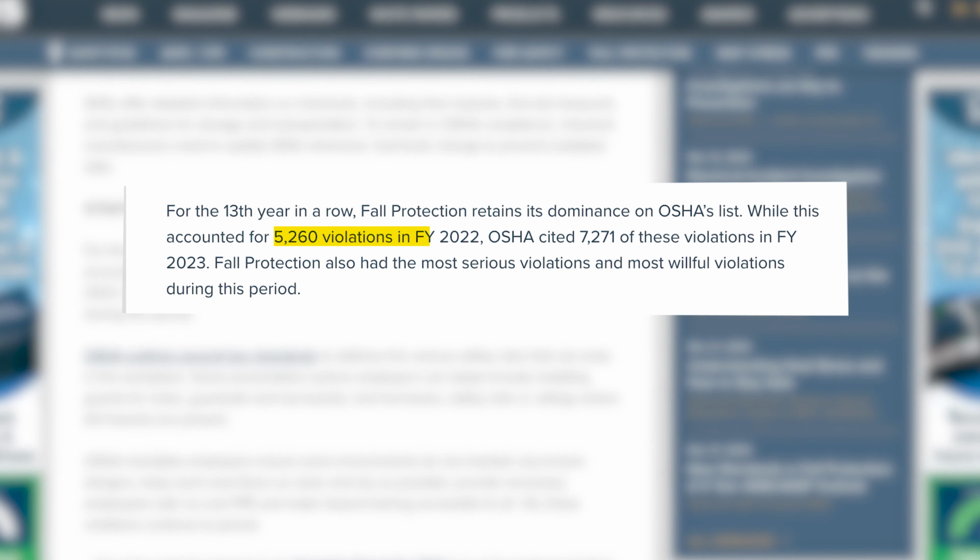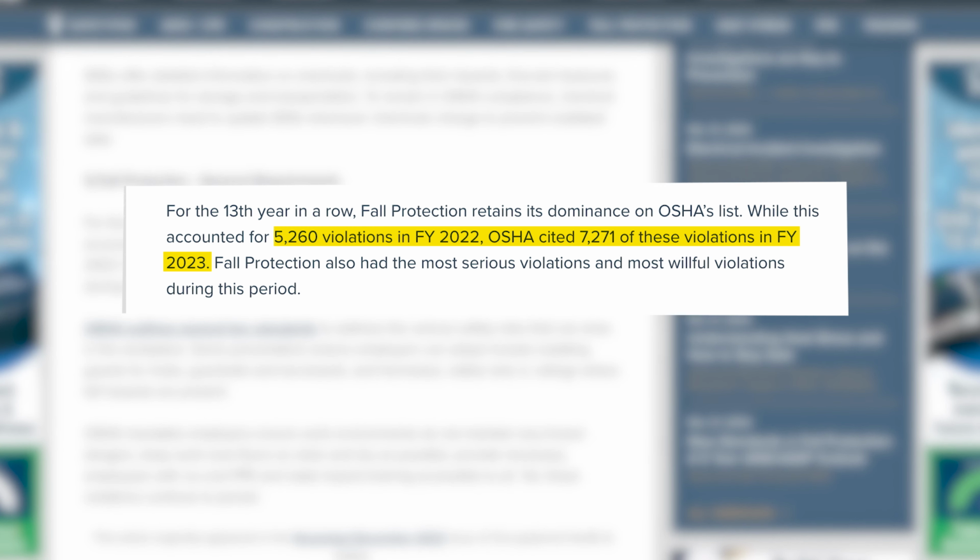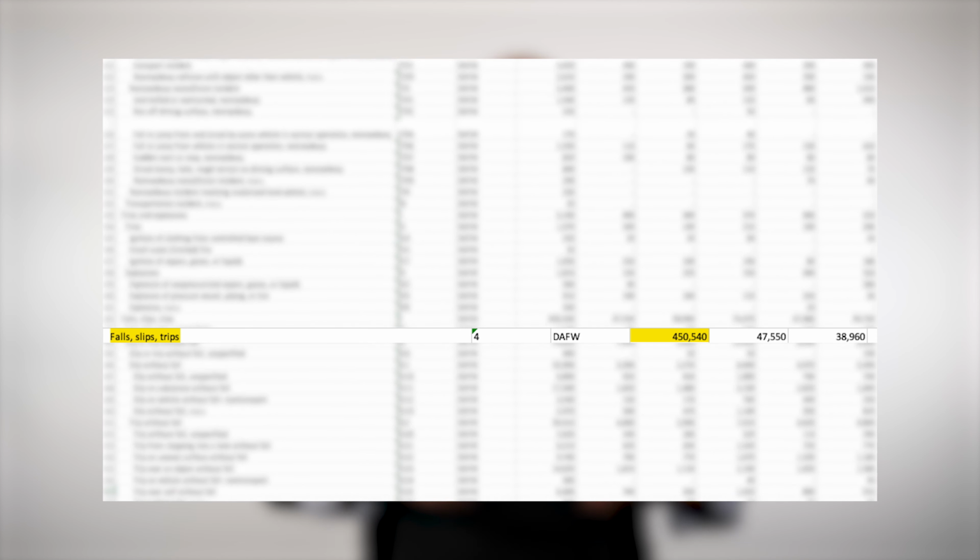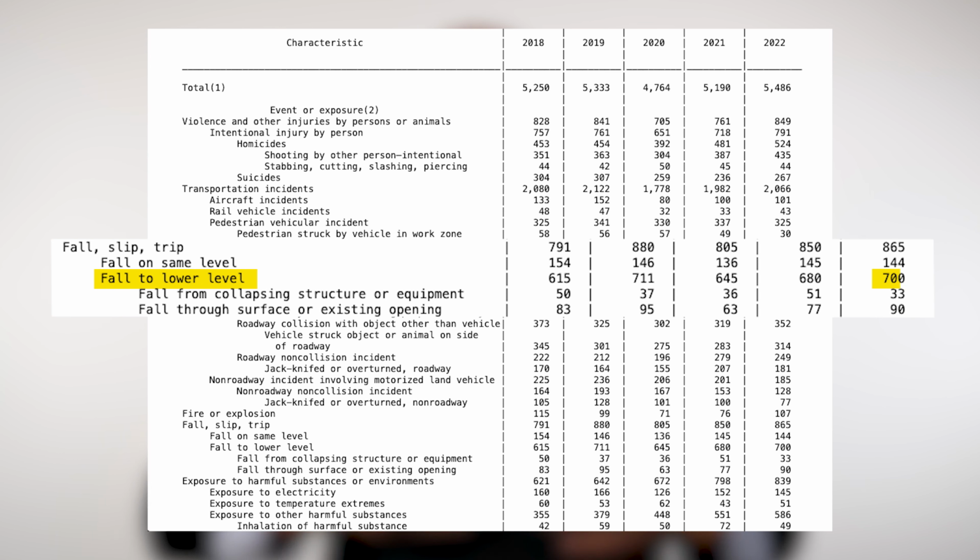For 13 straight years, fall protection has been the number one cited OSHA violation. Over 450,000 lost days were reported in 2022 due to falls, trips, and slips. According to the Bureau of Labor Statistics, in 2022, over 700 people died from falls at work. These are just a few reasons why we believe fall protection is so important. Now let's talk about how you should think about protecting people from fall hazards.